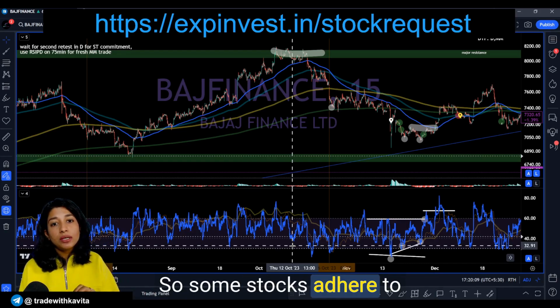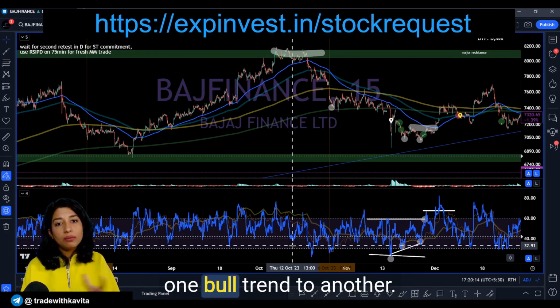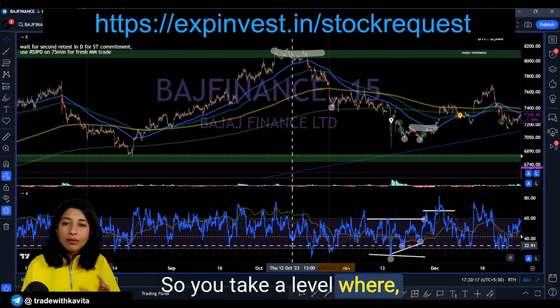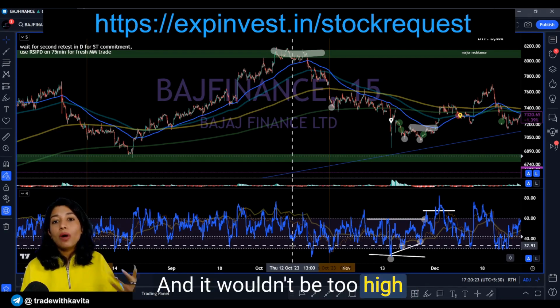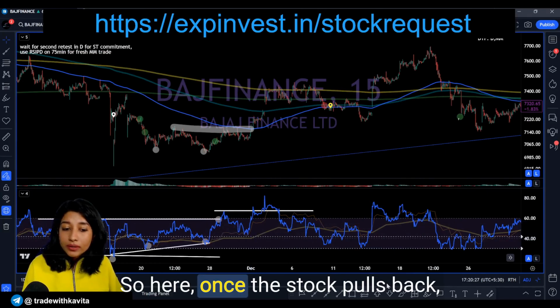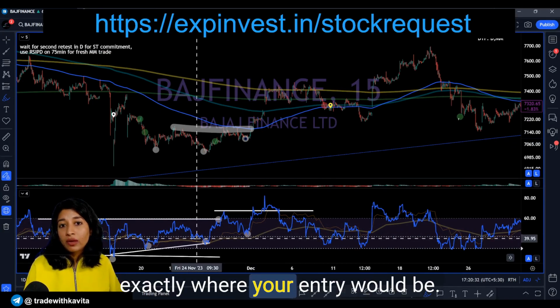So some stocks adhere to the level of 35, some adhere to 40, some adhere to 45, and this also changes from one bull trend to another. So you take a level where you'd have a good possibility of getting a trigger, you wouldn't miss it, and it wouldn't be too high also to make it too obvious. So here, once the stock pulls back, this is the point where the stock would pull back, and this is exactly where your entry would be.